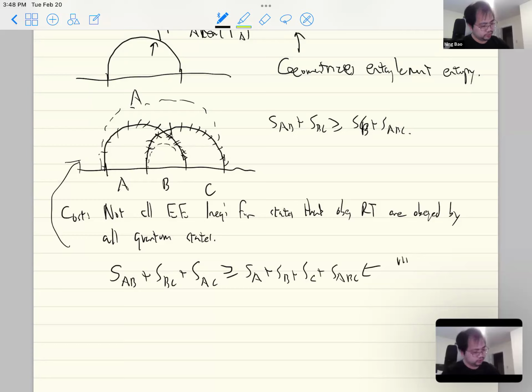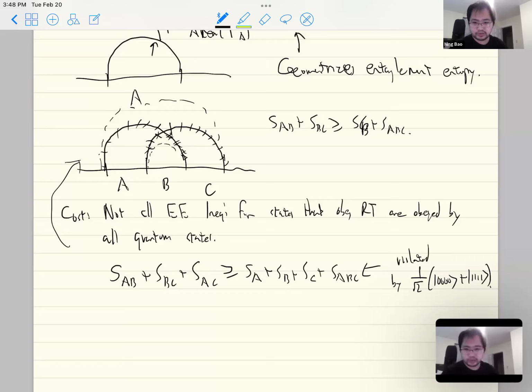Notably, this is violated by GHZ states, so states that look like this. Because when you have a GHZ state, all of these entropies are the same, as you can easily show. And so this would imply that 3 is greater than or equal to 4, which is not true.